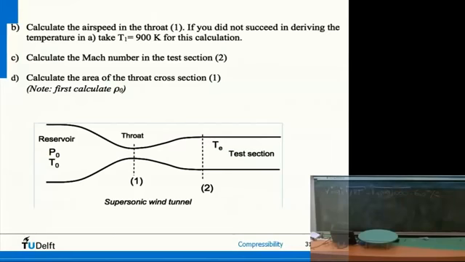Now number C is to calculate the Mach number in the test section, and number D is to calculate the area of the throat in the cross section, and I will continue with that next lecture.